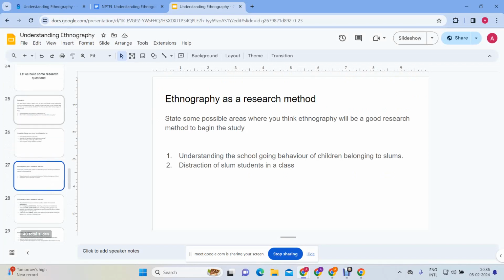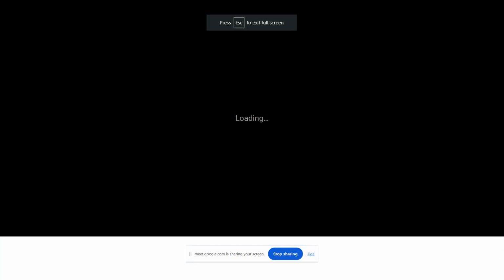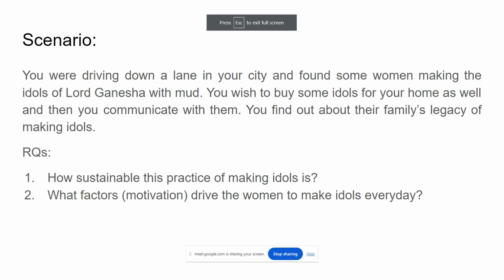Where was that? The scenario, right? So we had made these two research questions, which first talked about the sustainability aspect of making idols, and the other was the motivation aspect, right? So what do you think, in the first research question, will be the factors, or the keywords that you will be searching about in the literature review? Okay. Geography based idol making would be the first thing.